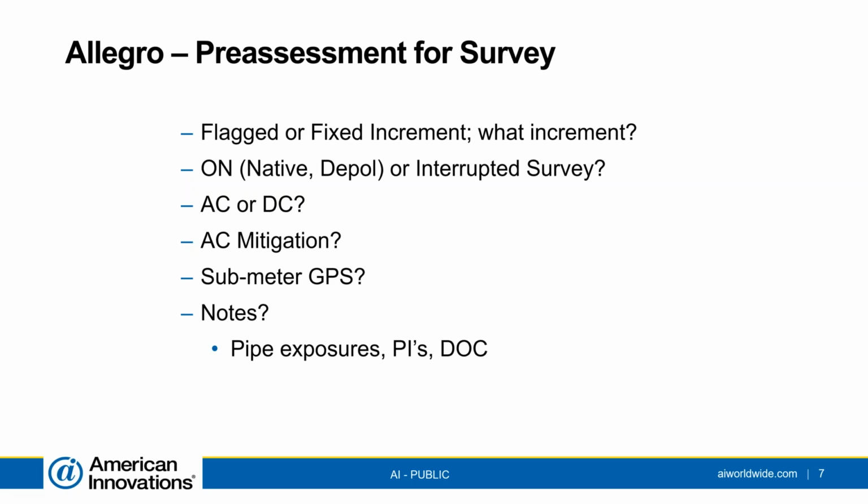What kind of notes are we going to need for this line? Notes can include pipe exposures, PIs, what's the depth of cover. You're going to want to record as much as you can as far as notes. If there's a washout there, record that. Some sort of any other type of exposed pipe. Again, the more data you collect, the better your survey is going to be.